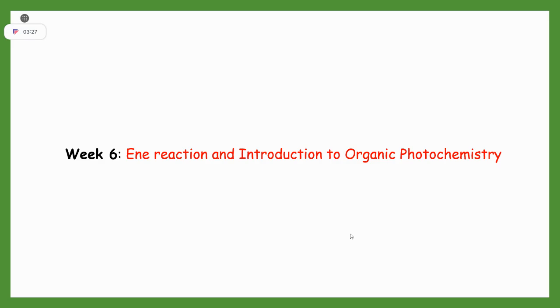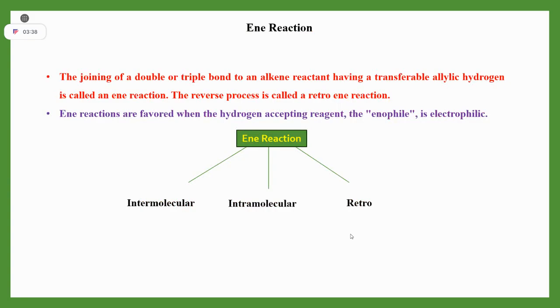So, students, in week 6, we are going to cover the ene reaction and some introduction to organic photochemistry. In pericyclic reactions, our last topic is the ene reaction. Till now, in the first week, we have covered electrocyclic reactions, then cycloadditions, 2 plus 2 or your Diels-Alder reaction, then sigmatropic rearrangements, right? And after that, we are going to cover the ene reaction.